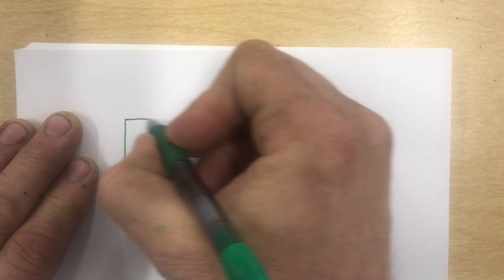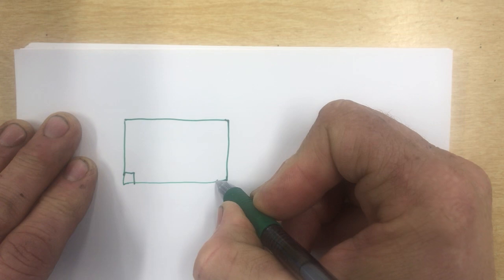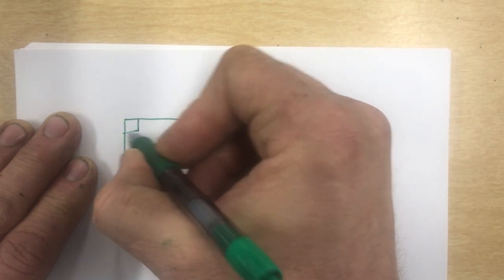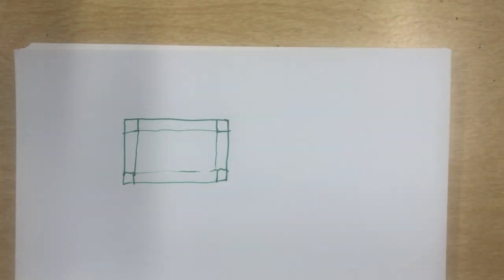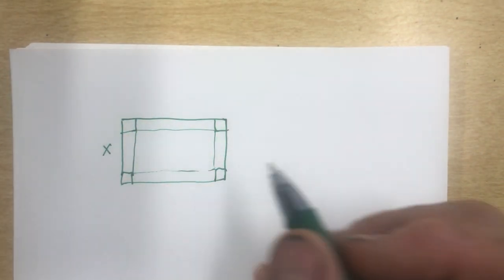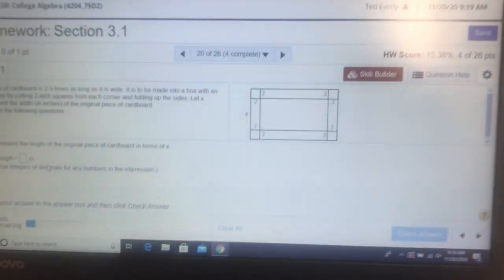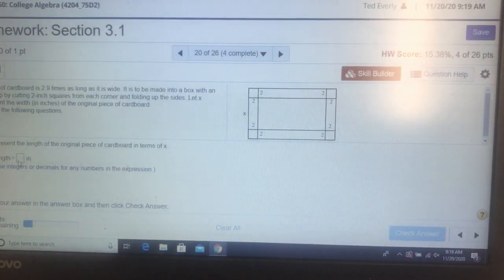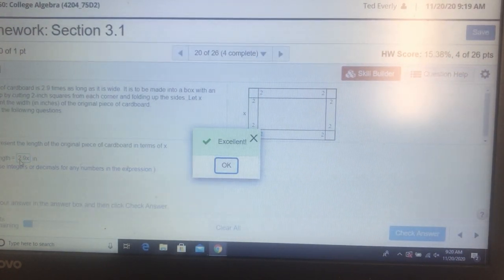So here, let me draw this thing out. We've got this open box right here, or this is the bottom here. We're going to cut these corners out here. All right. So this is x. It says the length is 2.9 times as long, so this would be 2.9x, and I think that's what the first thing's asking right here, the length. 2.9 times x. There you go, that's right.